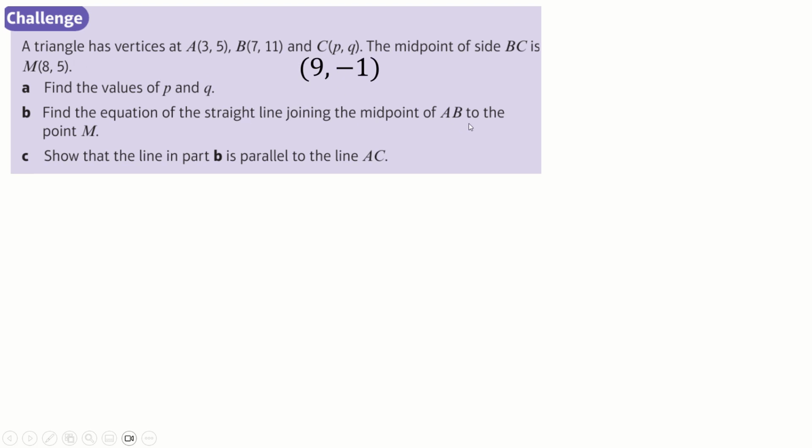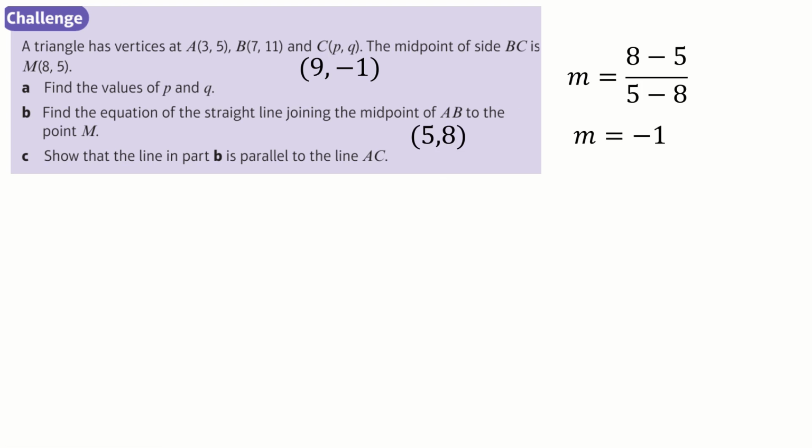Find the equation of the straight line joining the midpoint of AB to the line M. So the midpoint of AB is just the average of 3 and 7 and the average of 5 and 11, and you get 5, 8. And then just find the equation of the line that goes through 5, 8 and 8, 5 by doing, if you want to, m is y2 minus y1 over x2 minus x1. That would be one way of doing it. There are lots of other ways.